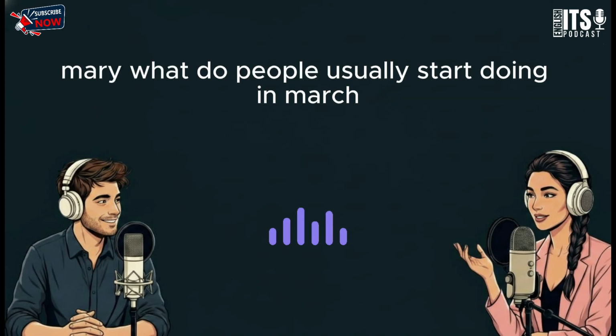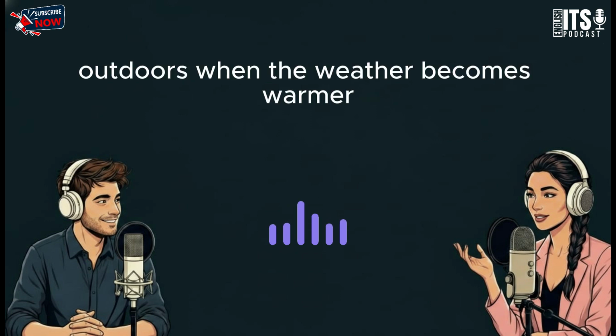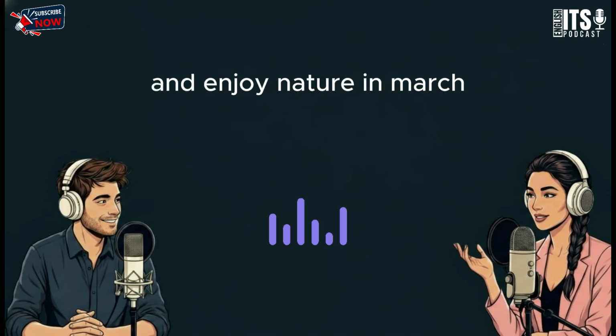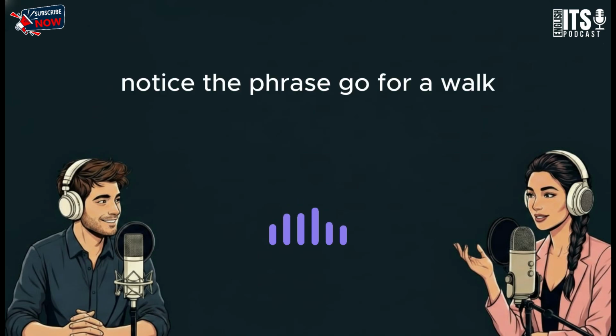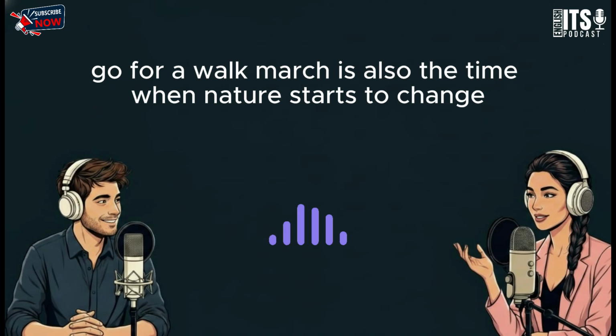Mary, what do people usually start doing in March? In many places, people start spending more time outdoors. Outdoors. When the weather becomes warmer, people go for walks, visit parks, and enjoy nature. In March, I like to go for a walk in the evening. Notice the phrase, go for a walk, not do a walk. We say, go for a walk.